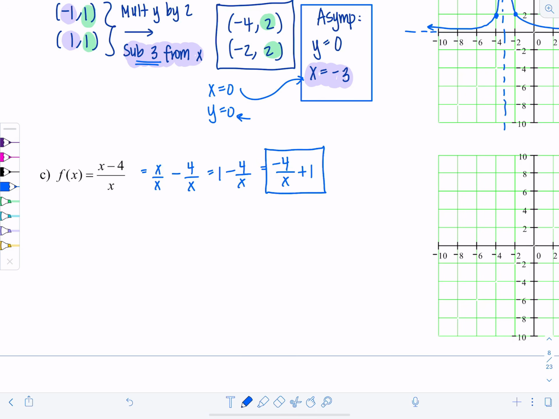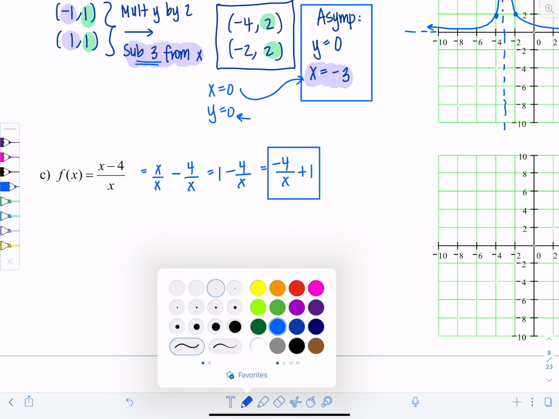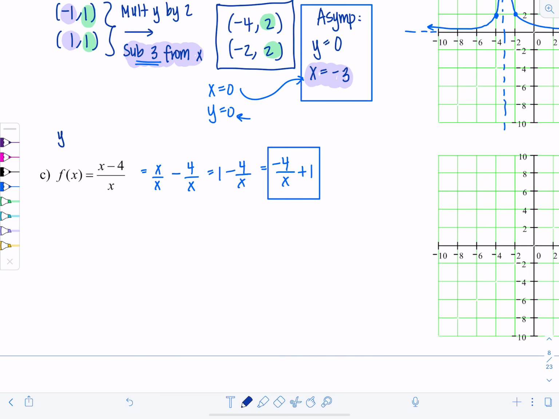Now if you look at this thing, could you tell me what the transformations are? I hope so. So the parent function is 1 over x, right? Y equals 1 over x. So the key points are negative 1, negative 1, and 1, 1. Okay, what transformations are going on? I see a negative. I see a 4. Normally that's a 1. And then I see a plus 1. So what are the transformations?